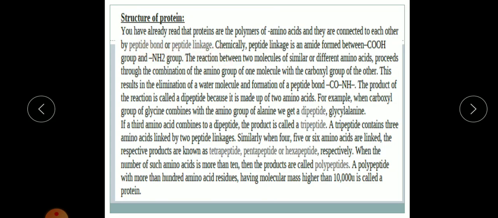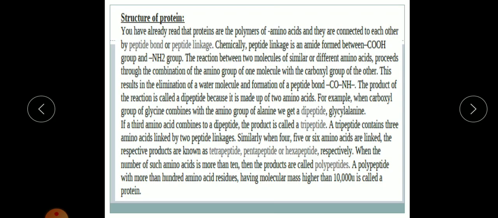Now this peptide bond is formed between a carboxylic acid and an NH2 group. Say, for example, we'll take an example. We have taken glycine and alanine. In glycine, we have a carboxylic acid, and here we have an NH2 group. So what will happen? OH from this and H from this will be removed as a water molecule, and it will form CONH. This is a peptide bond, or we can call it a peptide linkage.